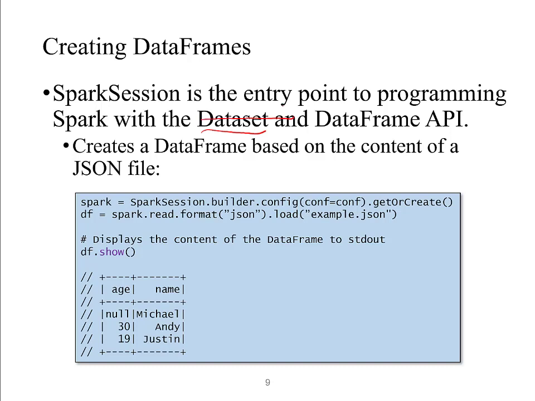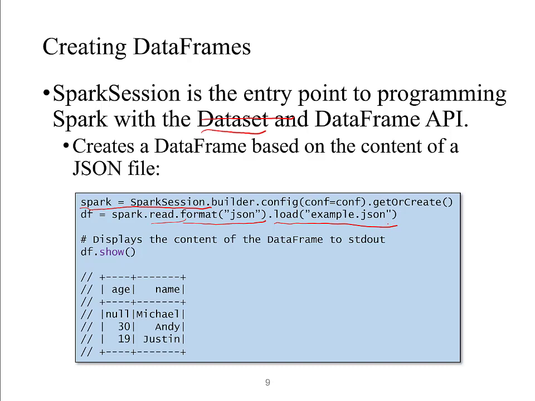All right. So that is what we have been doing here. We initialize a Spark session, and then this is an example of how to create a data frame based on the content of a JSON file. We use this read method where we state the format of the data and the path of the data. Then we load it as a data frame.